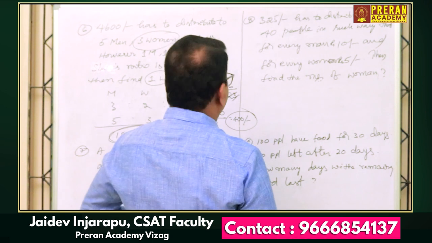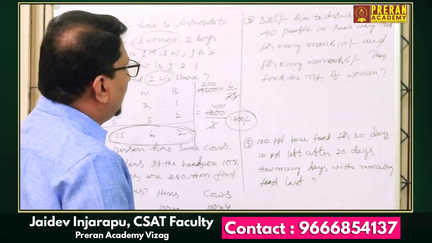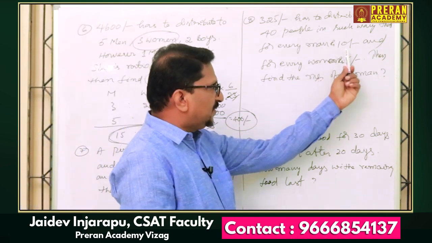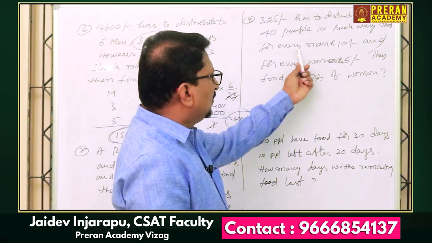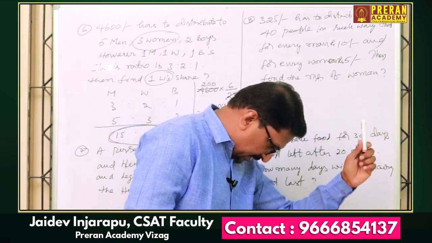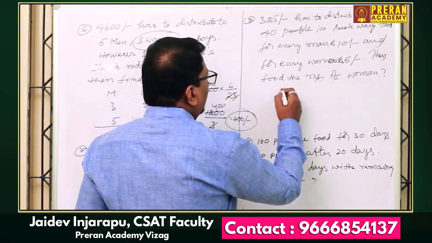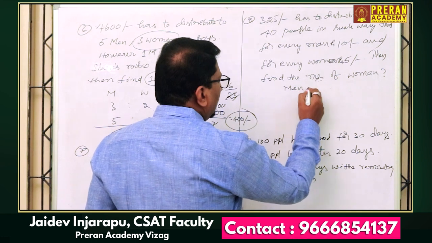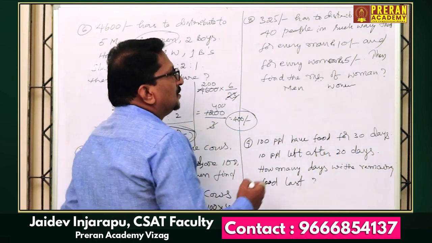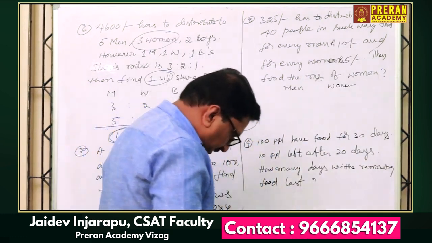320 rupees we have to distribute among 40 people in such a way that every man has to get 40 rupees and every woman has to get 5 rupees. Then find the number of women. So same, we can use the same way. Men, women. So the total amount is 325.